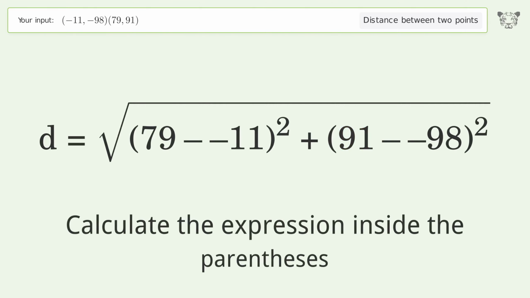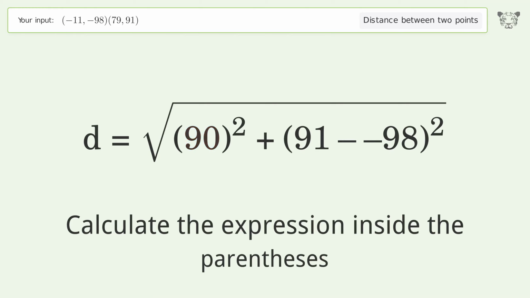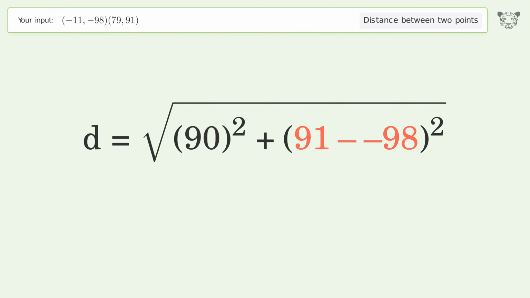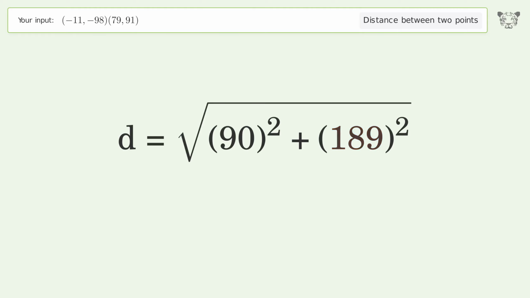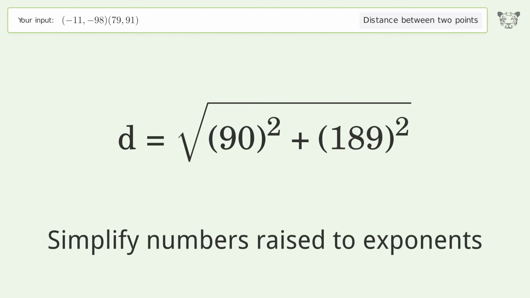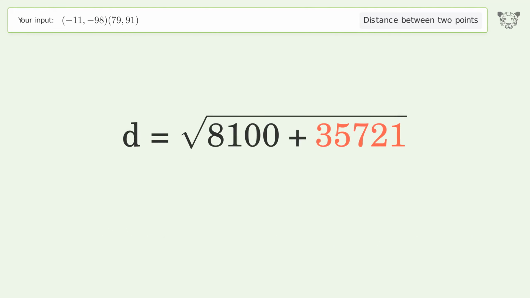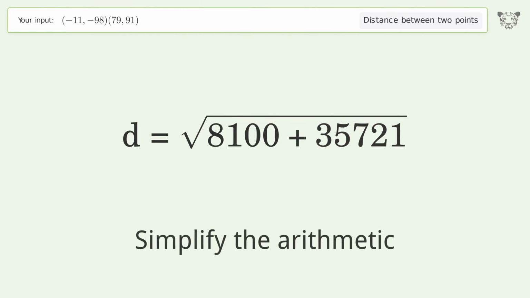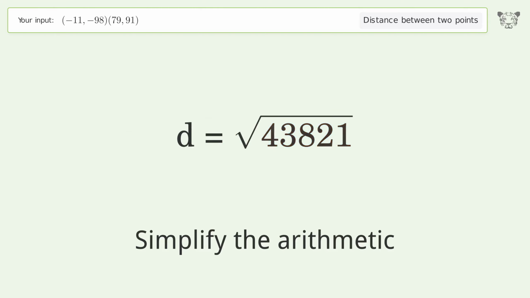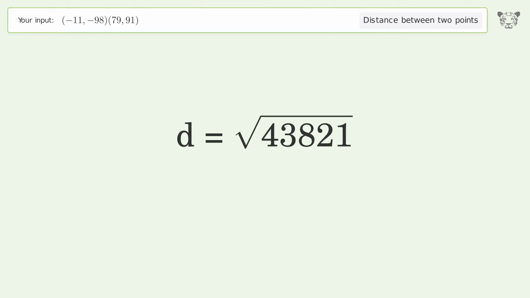Calculate the expression inside the parentheses. Simplify numbers raised to exponents. Simplify the arithmetic. And so the distance between the 2 points is the square root of 43,821, or 209.335.